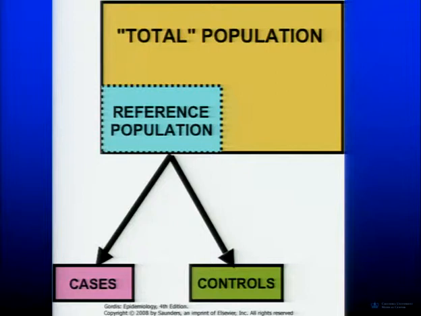So first here, this is just to kind of think in terms of what I'm talking about. If you have your cases, they all came out of this reference population from the total population. So say your cases are everyone in New Jersey that has cancer or whatever. That is your reference population. This might be the United States. So our controls, we don't want to go to Nebraska and other places to get controls for our New Jersey cases. We want to try and get the people in New Jersey that do not have cancer.